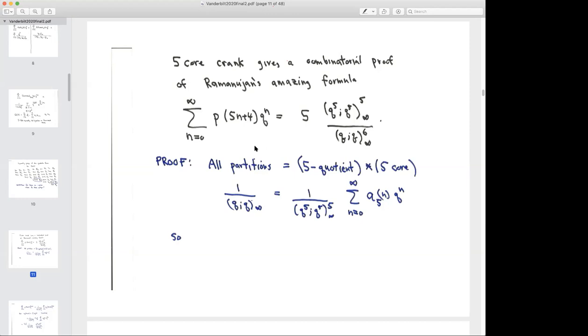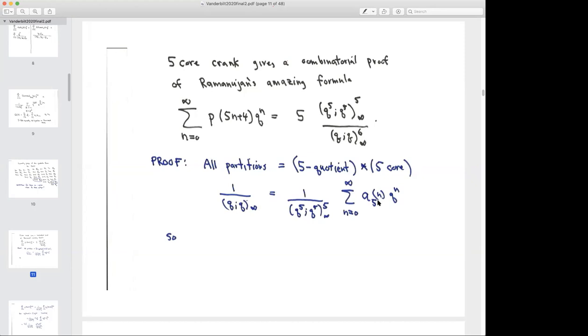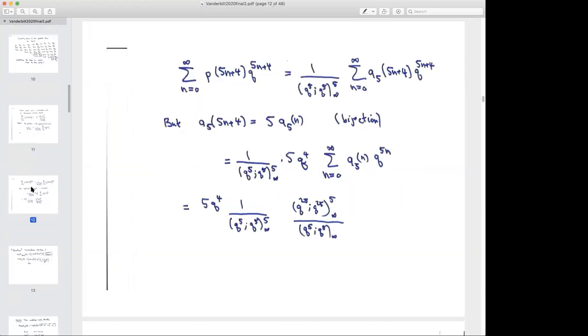First thing you do is you take all partitions and you decompose them into their quotients and their 5-cores. That turns into this identity, which is the generating function for 5-cores. A5 of n is the number of 5-cores. So now, just take the 5n plus 4 part of that. Well, that means you must have only these terms that are 4 mod 5. These things only give you 0 mod 5. So you restrict.